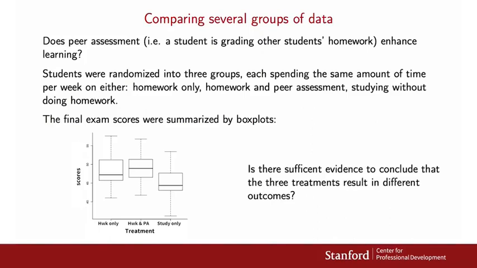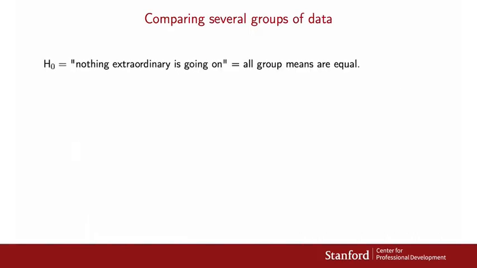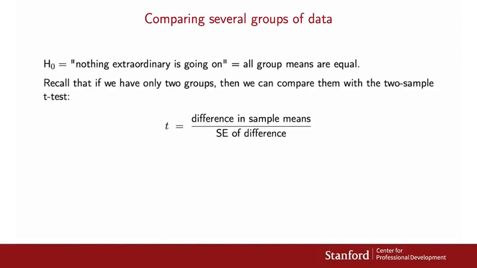You can see from the box plots that the 3 medians differ somewhat, but the question is whether that is sufficient evidence to conclude that the 3 treatments result in different outcomes. Of course, in this case, the null hypothesis of nothing extraordinary is going on simply means that all groups have the same treatment mean. Now, if we had only 2 groups, then we already know how to attack that problem. We would simply use a 2-sample t-test.